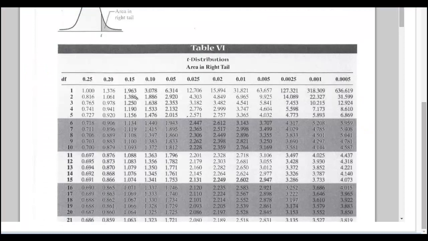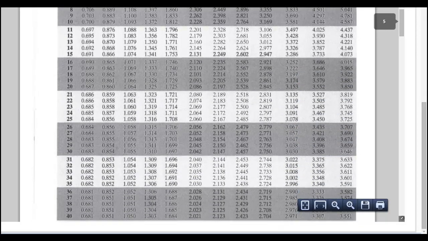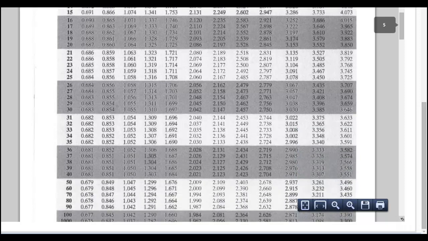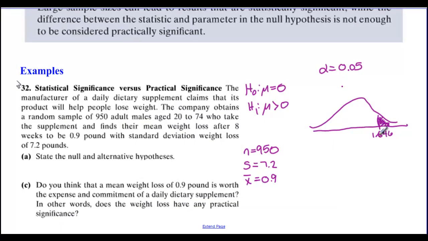So alpha being 0.05 is going to have us in this column, and we're going to scroll down until we see what's closest to 949. So coming through here, the closest to 949 is going to be 1,000. So we're going to have 1.646. That'll be our critical value, 1.646. So we're going to compute our test statistic and see if it falls into the shaded region.